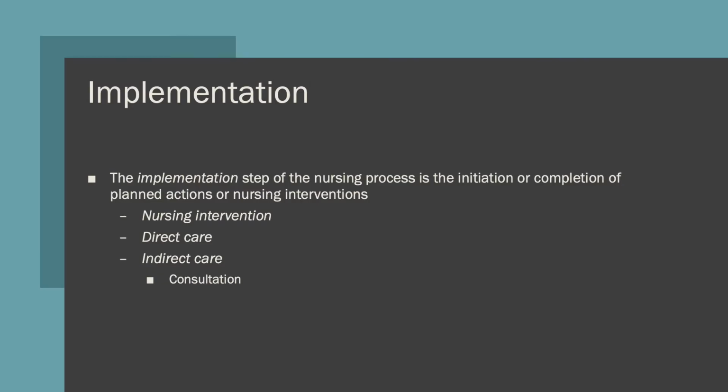The next step in the nursing process is implementation. The implementation step of the nursing process is the initiation or completion of planned actions or nursing interventions. So, nursing interventions might include mobilizing a patient up to a wheelchair 3 times a day for meals, or turning a patient who is immobile every 2 hours. And there are direct care and indirect care nursing interventions.